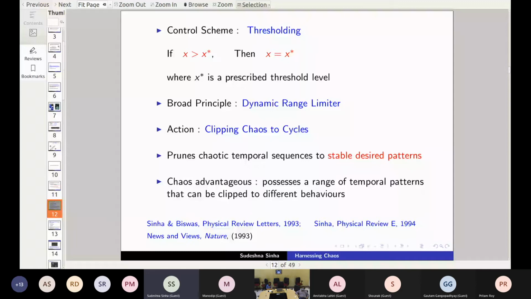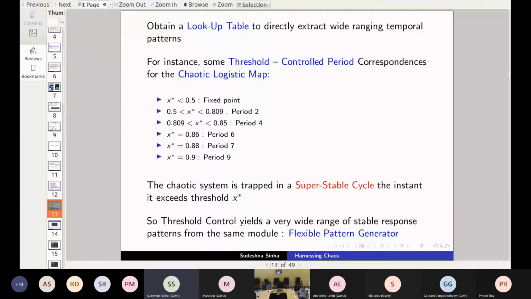So what one can do is to obtain what is called a lookup table. This is the one which, of course, engineers look for. But the nice part here is that this lookup table we could generate analytically. So one could do all the hard work, all the analysis in the background, and then give them this lookup table. What does the lookup table say? It says, I'm giving you a correspondence: threshold on one side and controlled period or cycle on the other side.